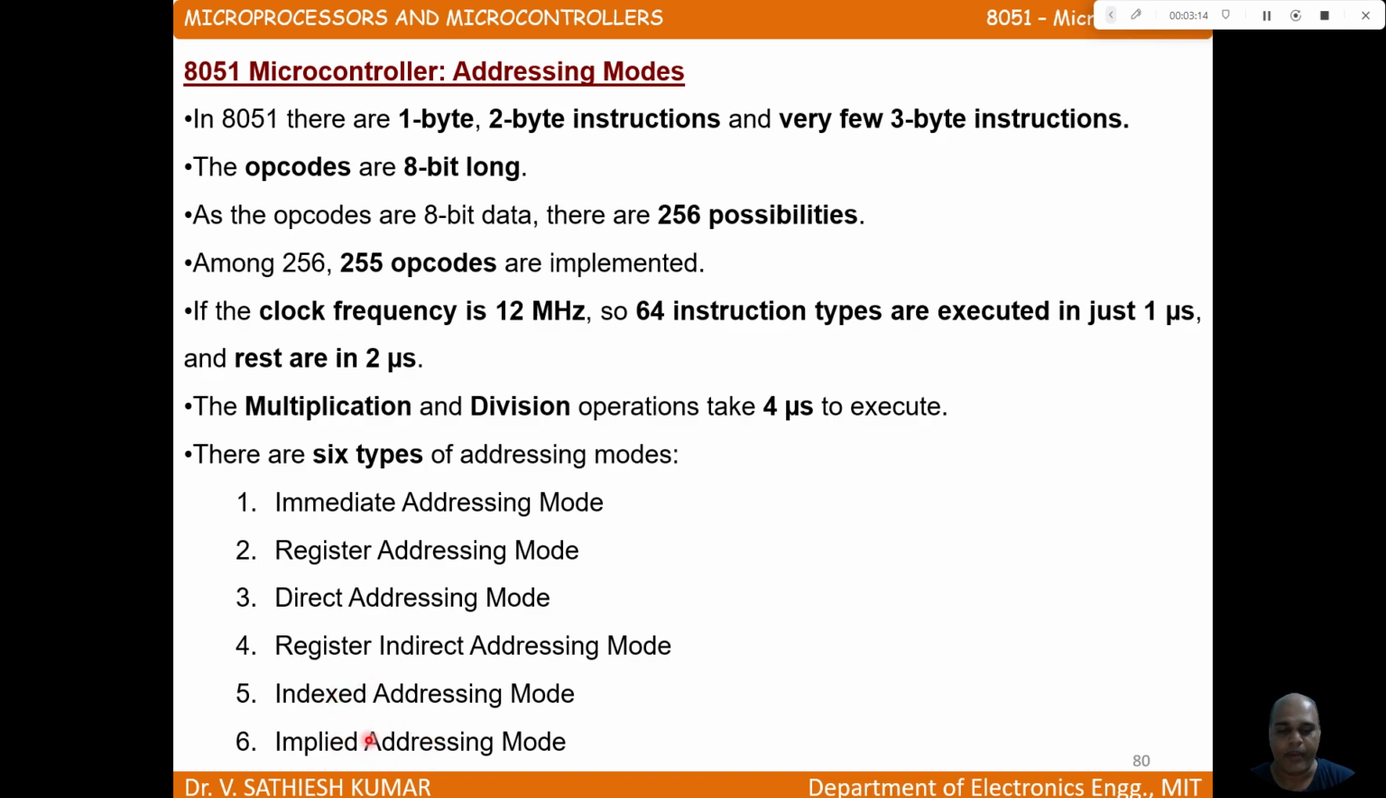In an implied addressing mode, there are instructions which have some default registers to be used. Whenever we use those instructions, certain registers are utilized by default. Such types of addressing modes are called implied addressing mode. So we will look at these addressing modes one by one with an example.